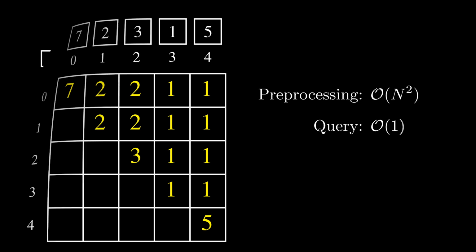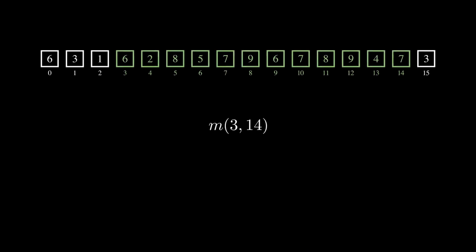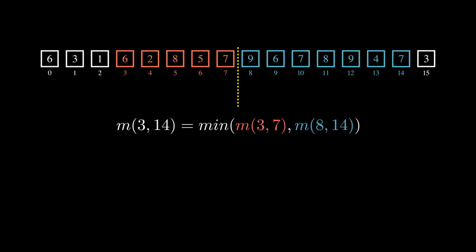Let's dive in. Let's look at the query from 3 to 14. This is a pretty long range covering almost the entire array. We can break this range from the middle into two smaller ranges, from 3 to 7 and 8 to 14. If we find the answer to both the pieces individually, then we can find the answer for the query by taking the min of both of them. In fact, this will work for any query given that it crosses the center point.